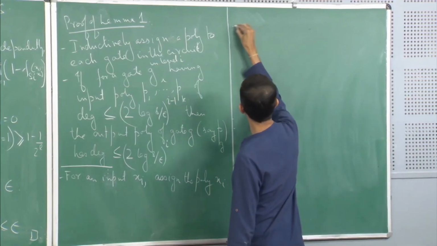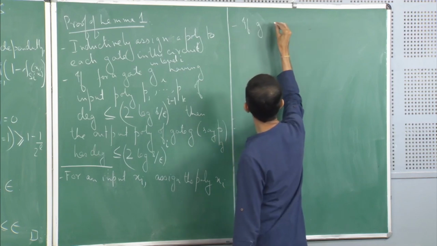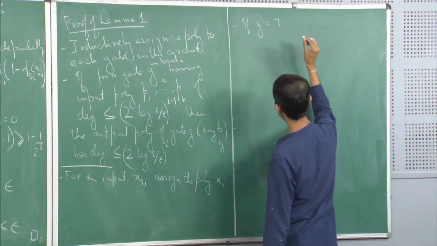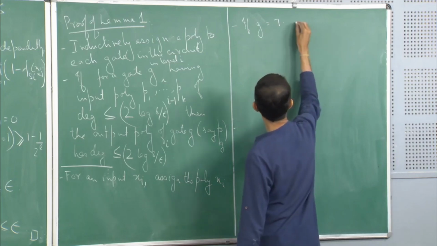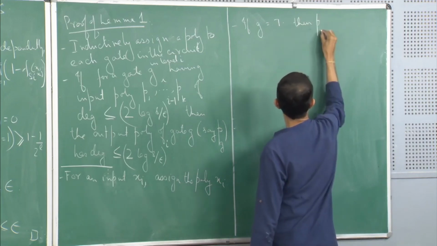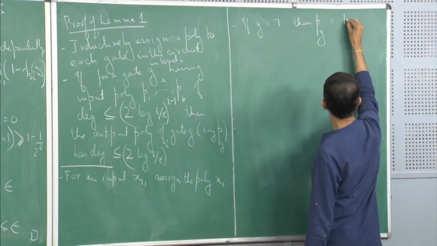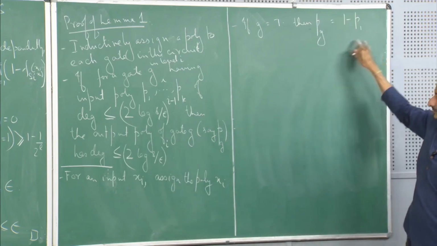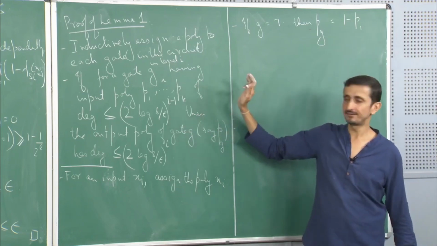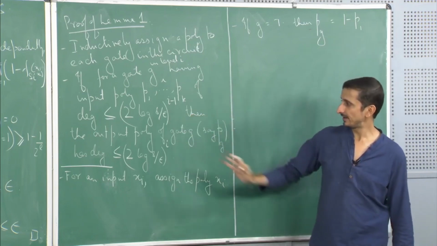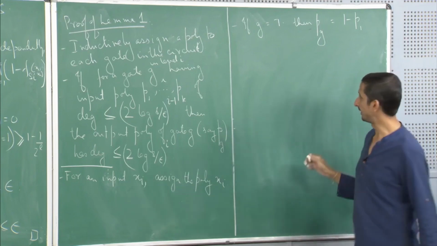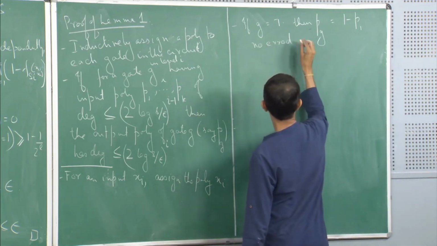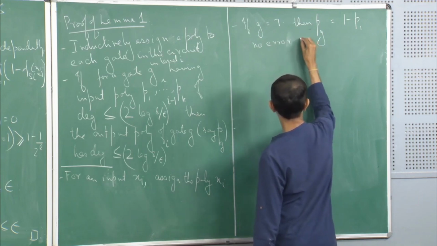So, if G is a NOT gate, then P of G will be 1 minus P1. There is only one input and it is this. Of course, here the degree does not increase at all. So, this condition is satisfied and no error is introduced.